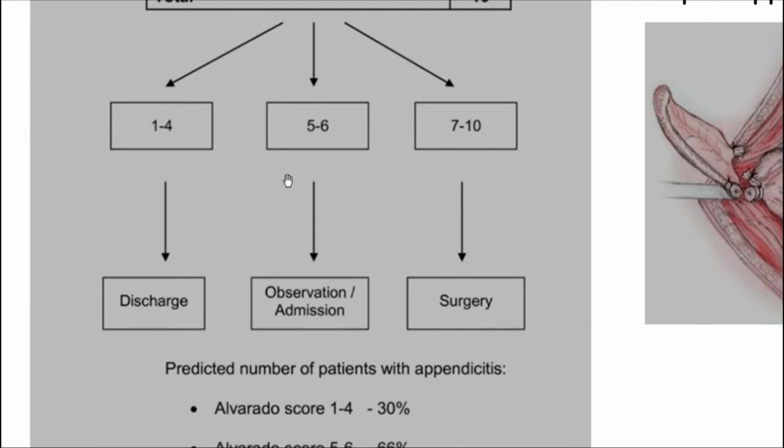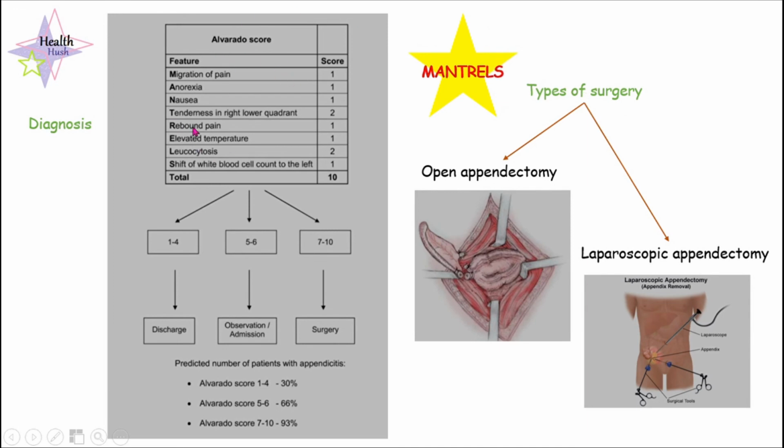And if the patient has a score of 5 to 6, that means we should admit the patient and also observe the patient for a few days to see how it goes. And if the patient has 7 to 10, we usually do surgery, which is appendectomy, removing the appendix. To remember these signs in the Alvarado score, we have a mnemonic, which is MANTRELS: M for migration of pain, A for anorexia, N for nausea, T for tenderness in the right lower quadrant, R for rebound pain, E for elevated temperature, L for leukocytosis, S for shifting of white blood cell count to the left.